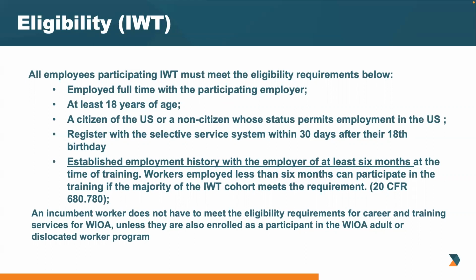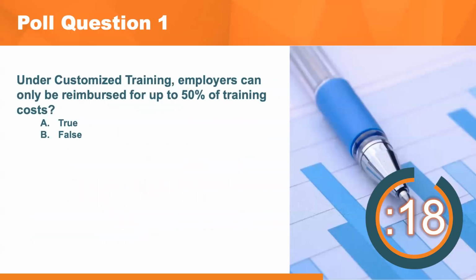An incumbent worker is also unique in that individuals do not have to meet the eligibility requirements for career and training services for WIOA, unless they are also enrolled as a participant in the WIOA Adult or Dislocated Worker Program. Our first poll question.